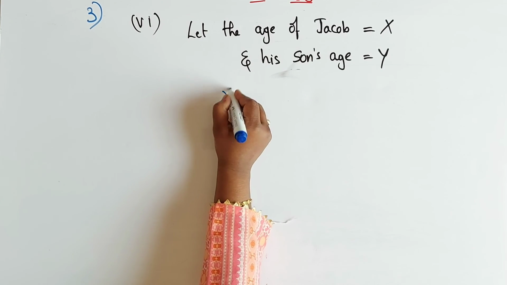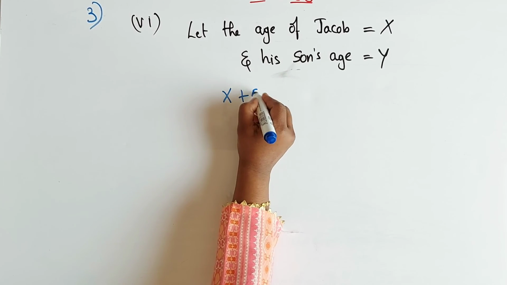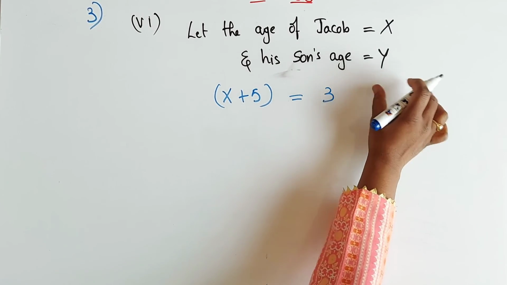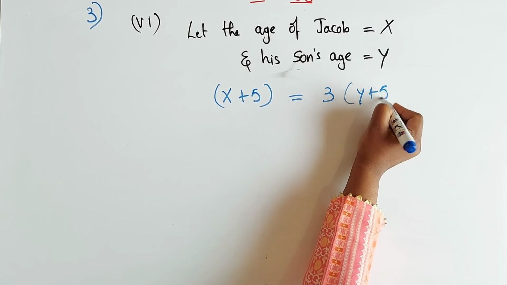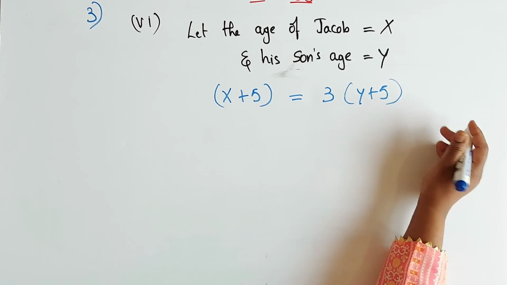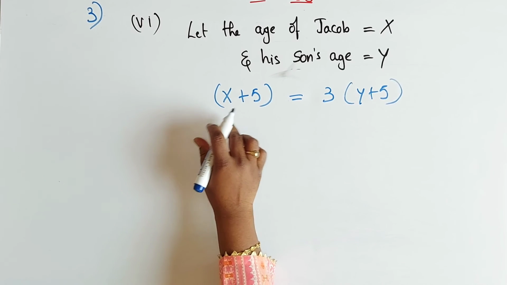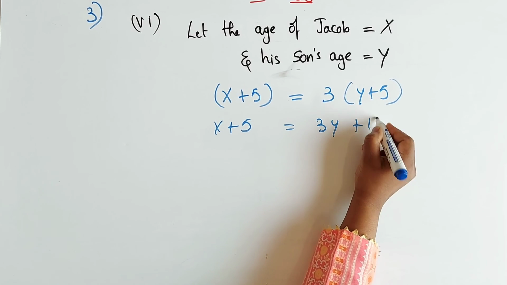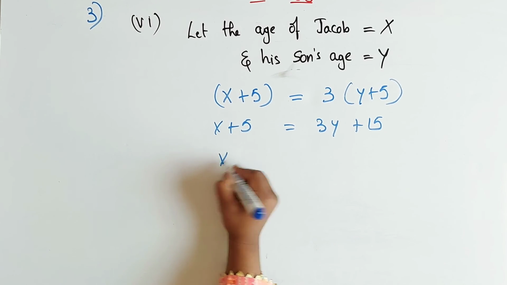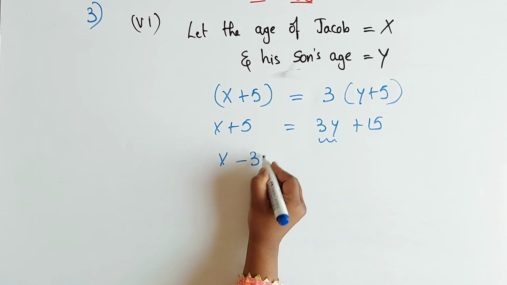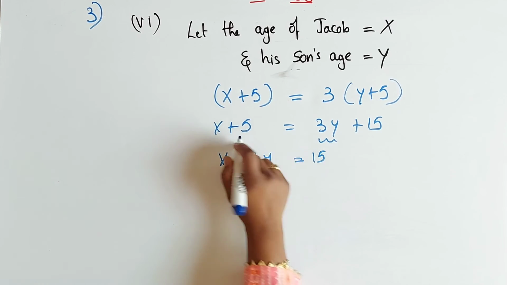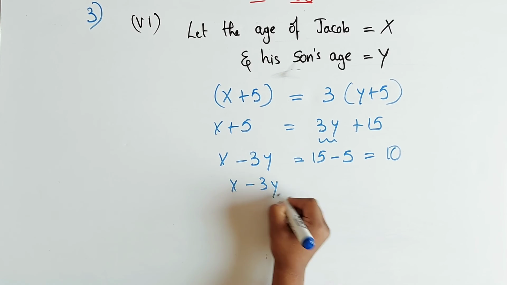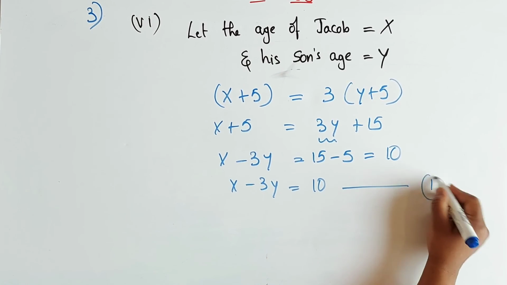Jacob's age is x. 5 years hence, that means x plus 5. Now Jacob's age is 3 times of, here also 5 years, so y plus 5, the son's age. Right, children? This is the first one. So from here we can write x plus 5 equal to 3y plus 15. So x, this 3y will come to the left hand side, minus 3y equal to 15. This 5 will go to the right hand side, minus 5, that equal to 10. x minus 3y equal to 10, children. This is equation 1.